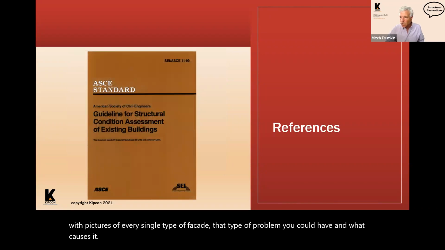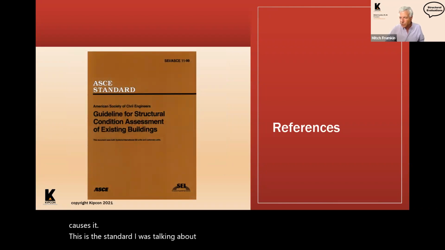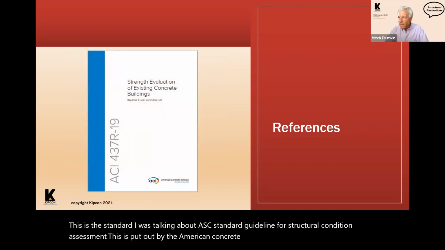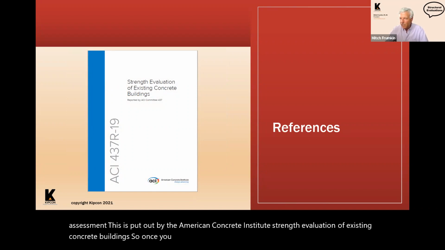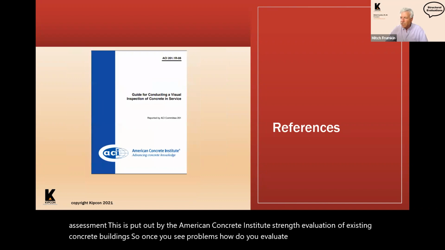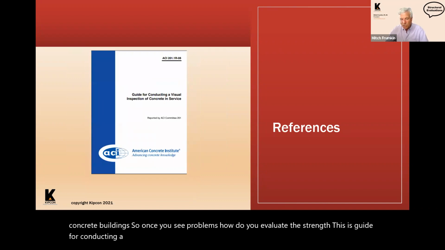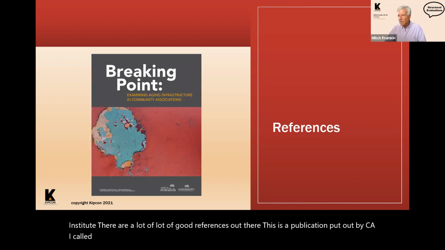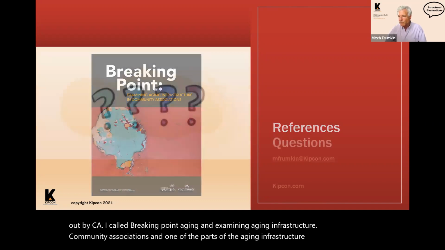This is the standard I was talking about, the ASCE Standard Guideline for Structural Condition Assessment. This is put out by the American Concrete Institute, Strength Evaluation of Existing Concrete Buildings. So once you see problems, how do you evaluate the strength? This is the Guide for Conducting a Visual Inspection of Concrete in Service, put out by the American Concrete Institute. There are a lot of good references out there. This is a publication put out by CAI called Breaking Point, Examining Aging Infrastructure in Community Associations. And one of the parts of the aging infrastructure is, no question, the structure of buildings.